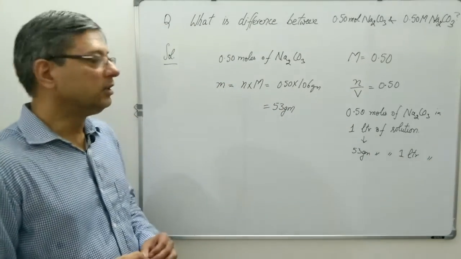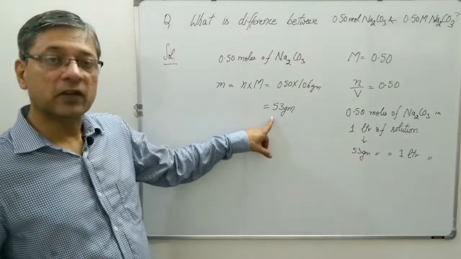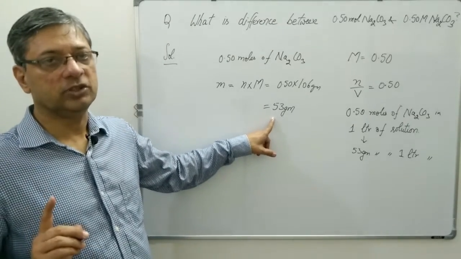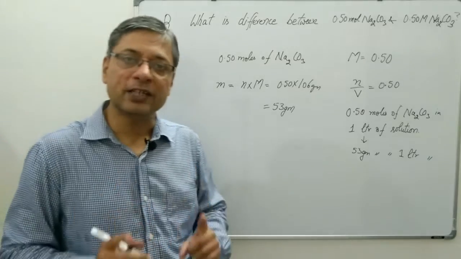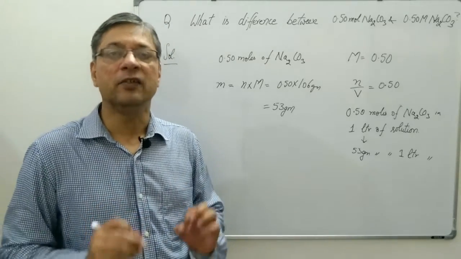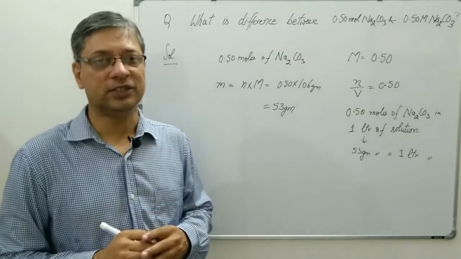So the difference between the two is that here we are just given 53 grams of Na2CO3. Here again we are given 53 grams, but those grams are dissolved in 1 liter of solution.